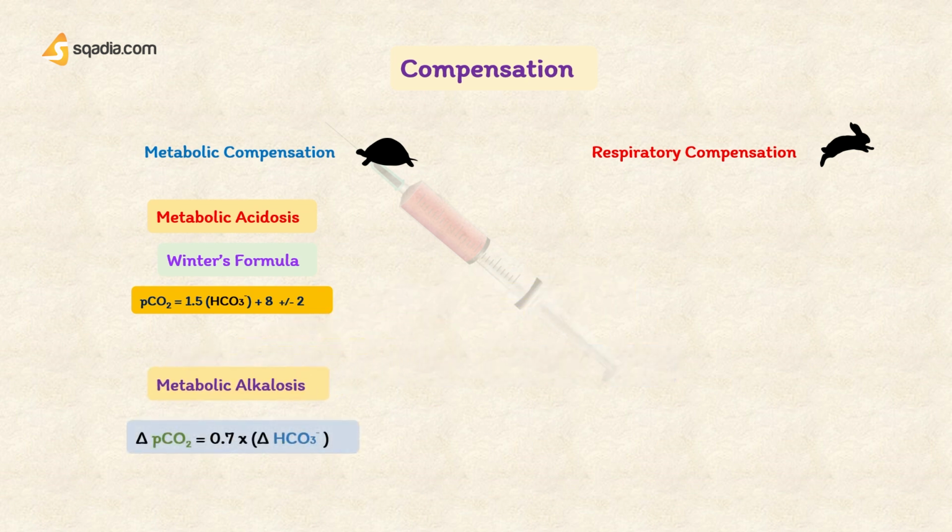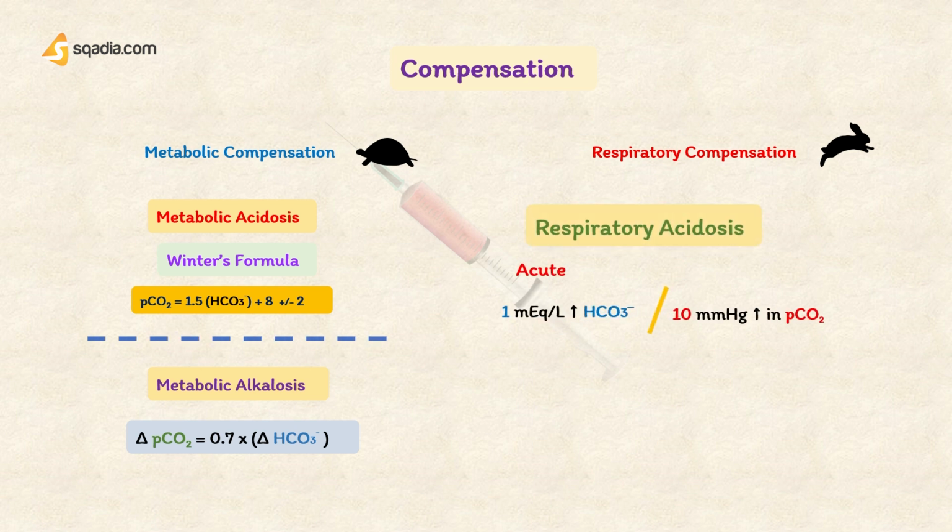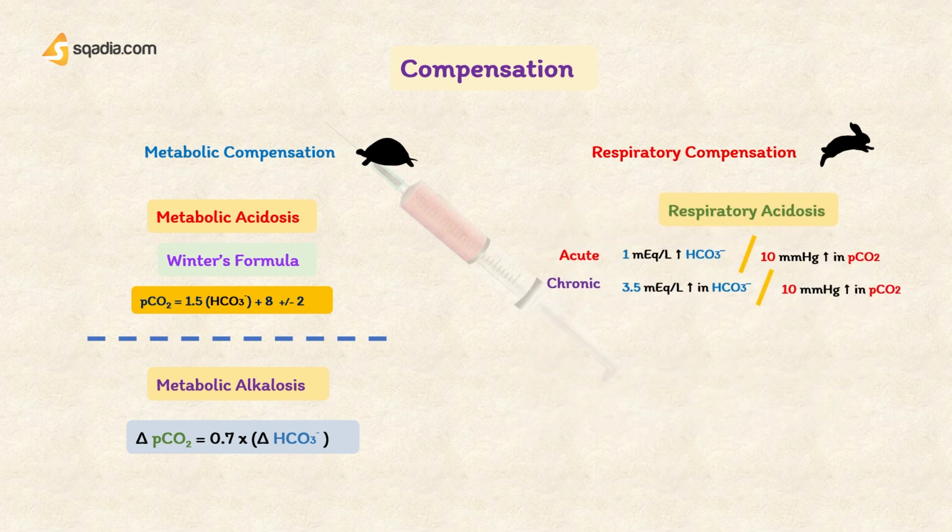For respiratory acidosis, we can remember a rule of thumb for acute compensation being 1 milliequivalent per liter increase in bicarb for every 10 millimeter mercury increase in carbon dioxide, and in chronic compensation a 3.5 milliequivalent per liter increase in bicarb for every 10 millimeter mercury increase in carbon dioxide.